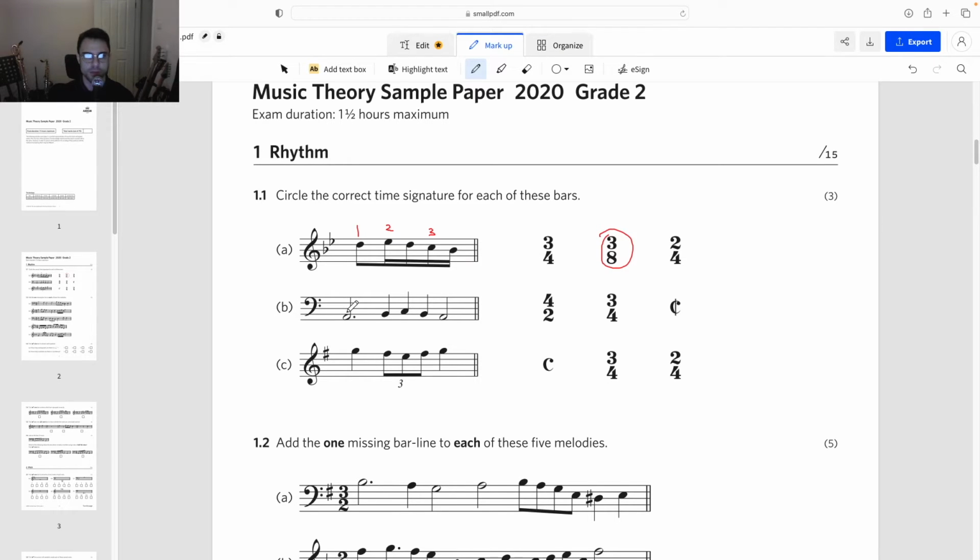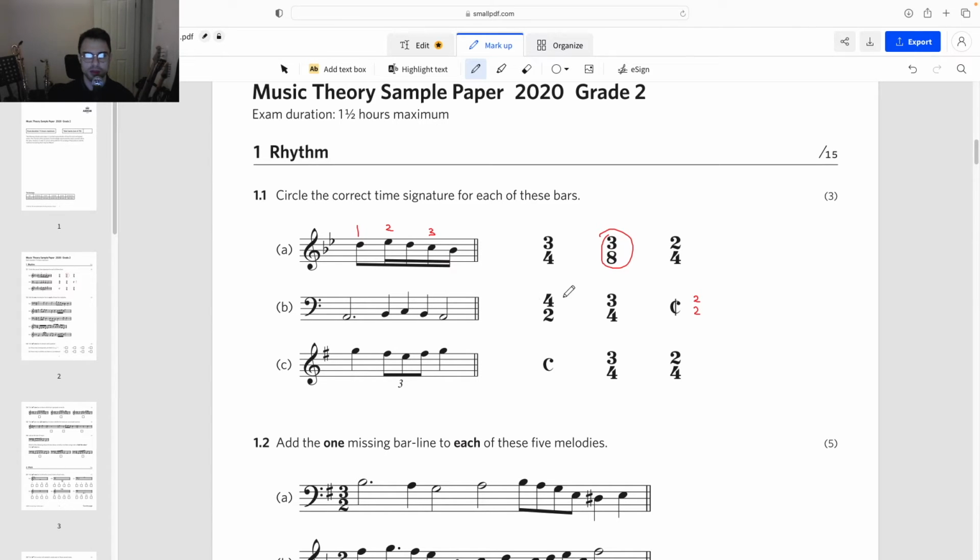Alright, question B. What have we got? 4-2, 3-4, and then this, which is cut time, which is just another way of writing 2-2. So let's see what we've got. We've got a dotted minim, which is 3 crotchets, and then 3 crotchets there, and then a minim. So how many crotchets are in this bar? Let's count the crotchets. 1, 2, 3, 4, 5, 6, 7, 8. So that's like 2 bars of 4-4. 1, 2, 3, 4, 5, 6, 7, 8 crotchets.